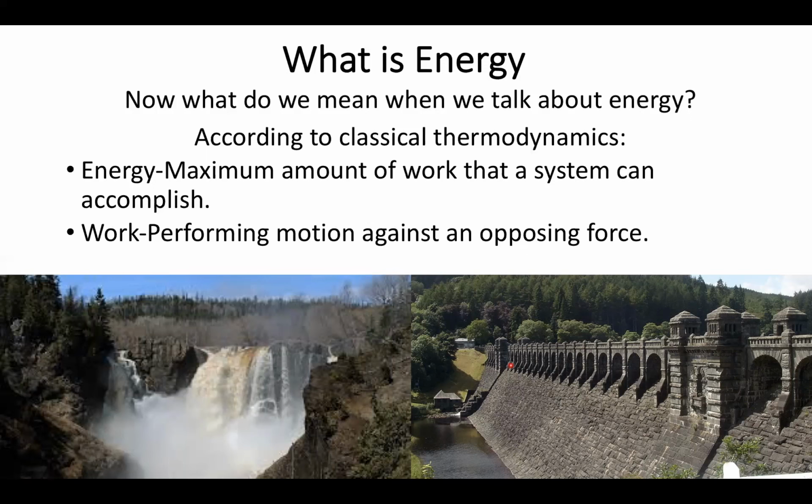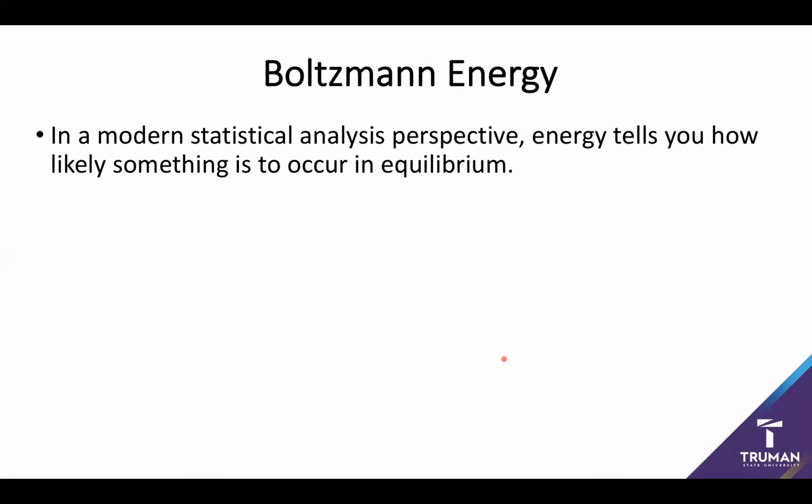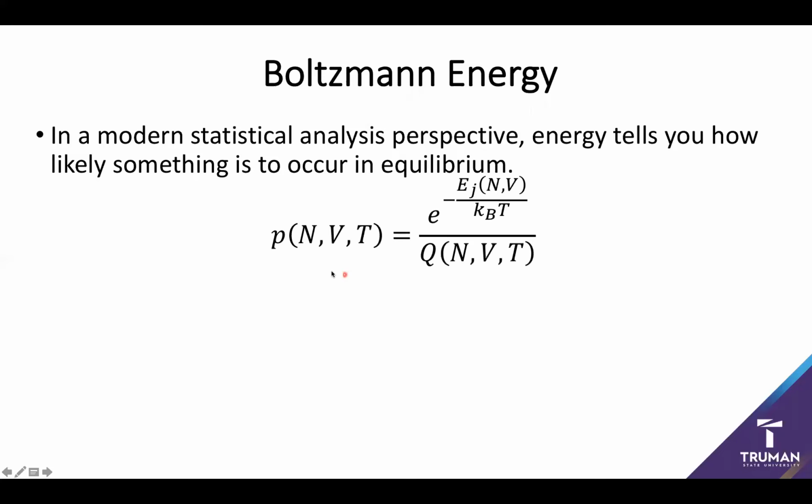However, there are also other definitions of energy that apply to more modern notations of the study of thermodynamics. One of the more modern applications of thermodynamics is called statistical mechanics. In statistical mechanics, one of the important takeaways of energy is that it tells us how likely something is to occur. And we saw this earlier when we talked about Boltzmann distributions. In this notation, what we're really looking at is the probability that our system is going to be in some specific state that is defined by the state variables N, V, and T.